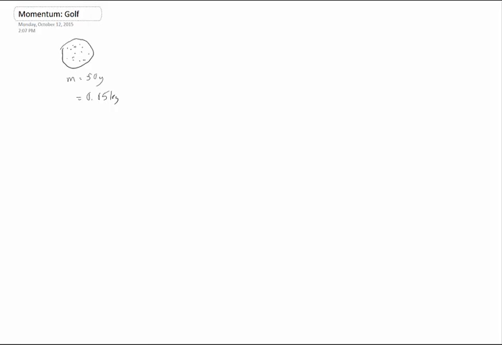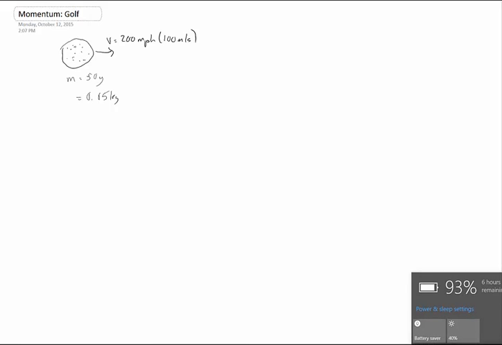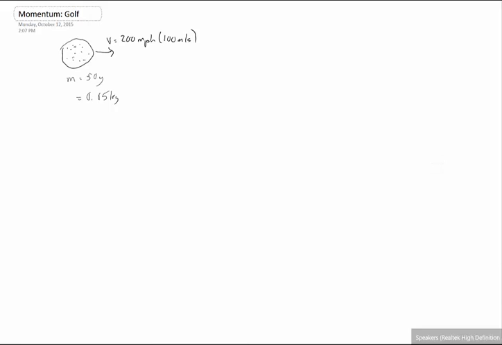And then the max velocity that people are able to reach apparently with these things is around 200 miles per hour, which again, using our little shorthand, is around 100 meters per second. It's actually a lot faster than I thought it would be. I'm sure that I'm not actually hitting them that hard or fast. So let's just do a little side note first. Sorry about that. So look at the momentum from something like this.